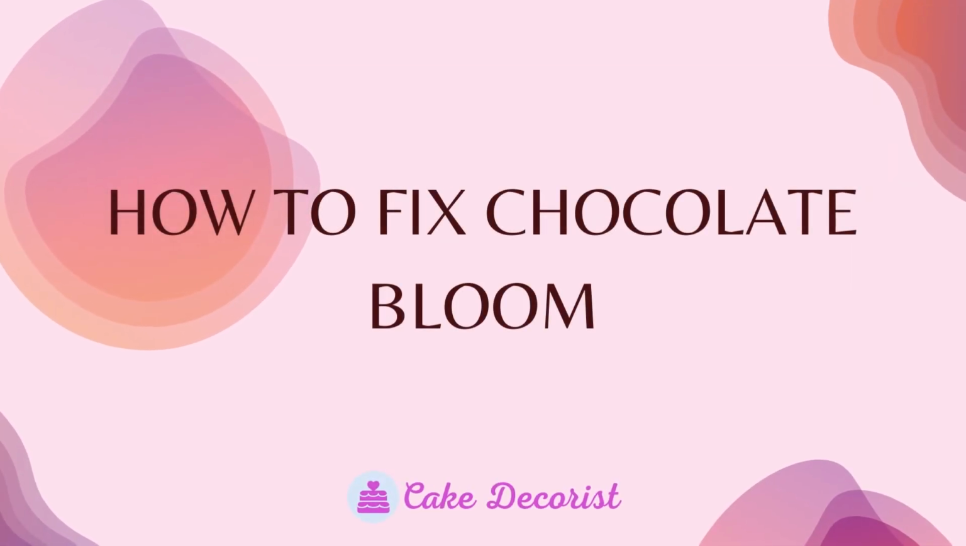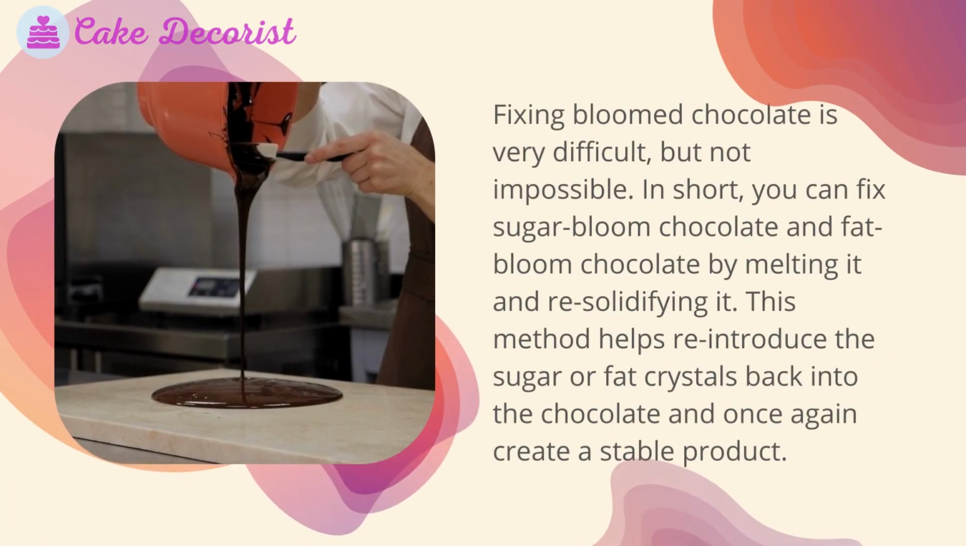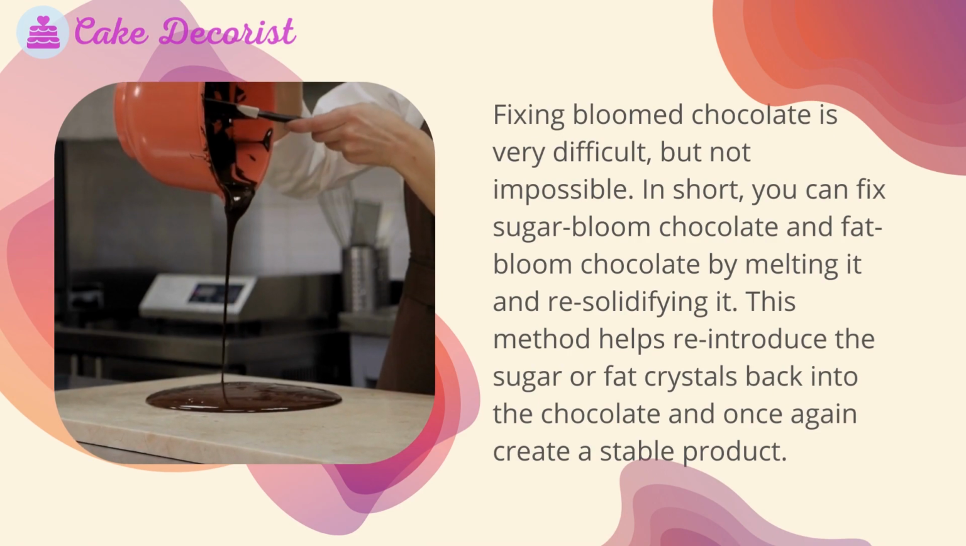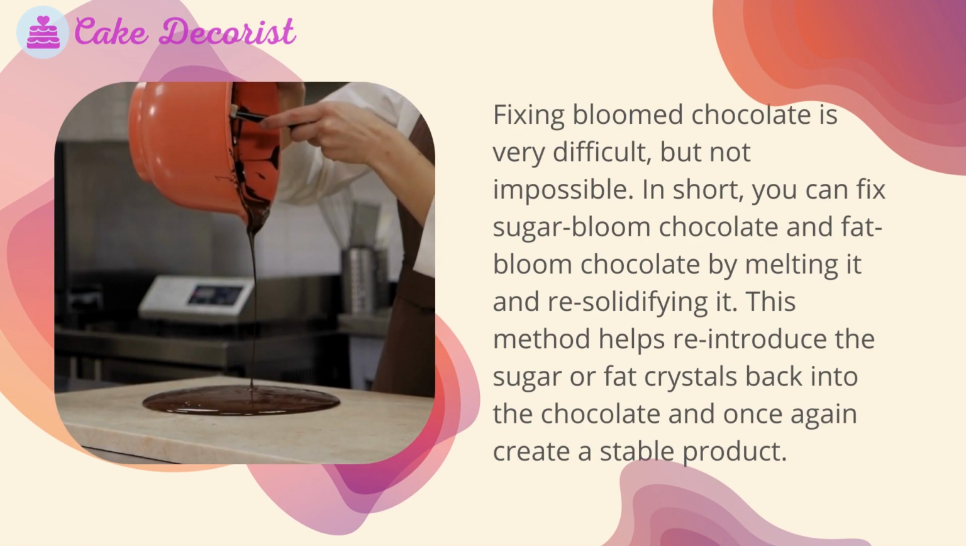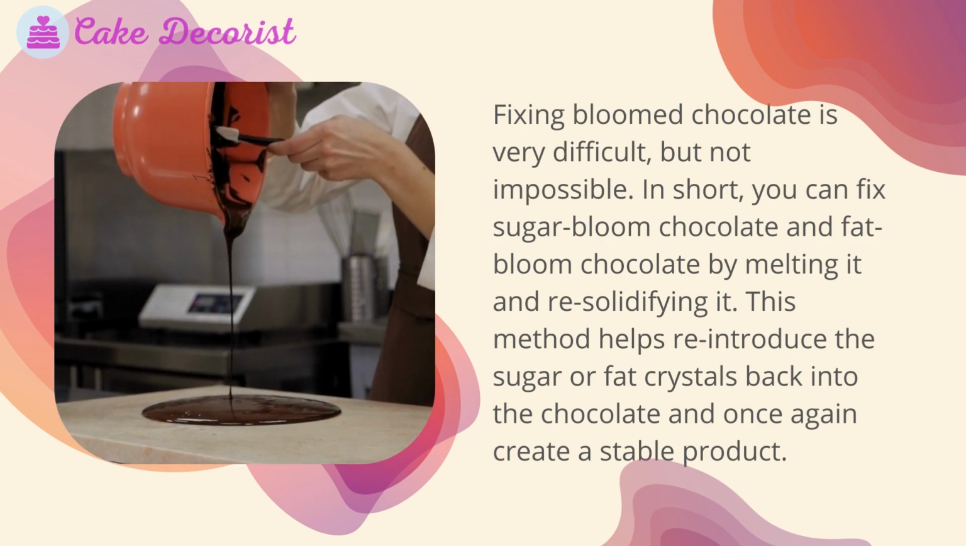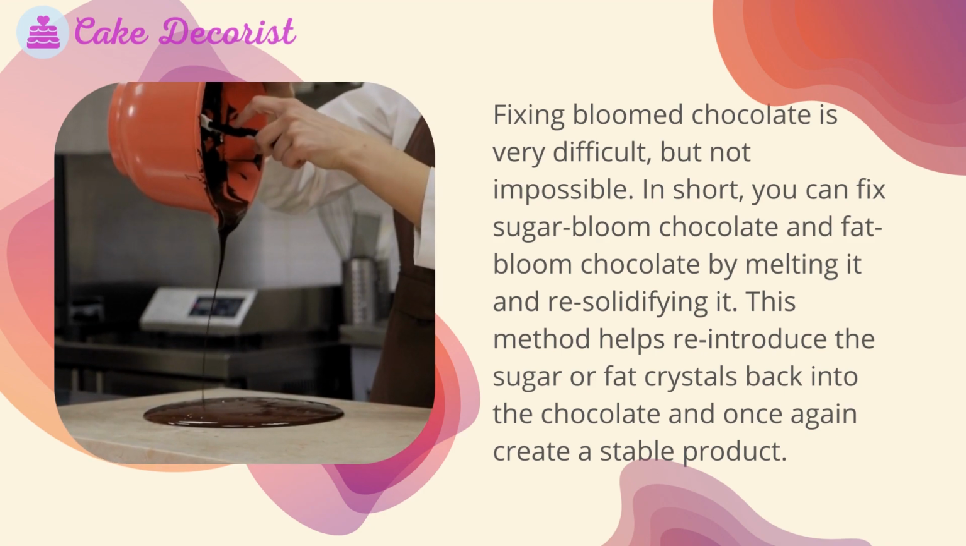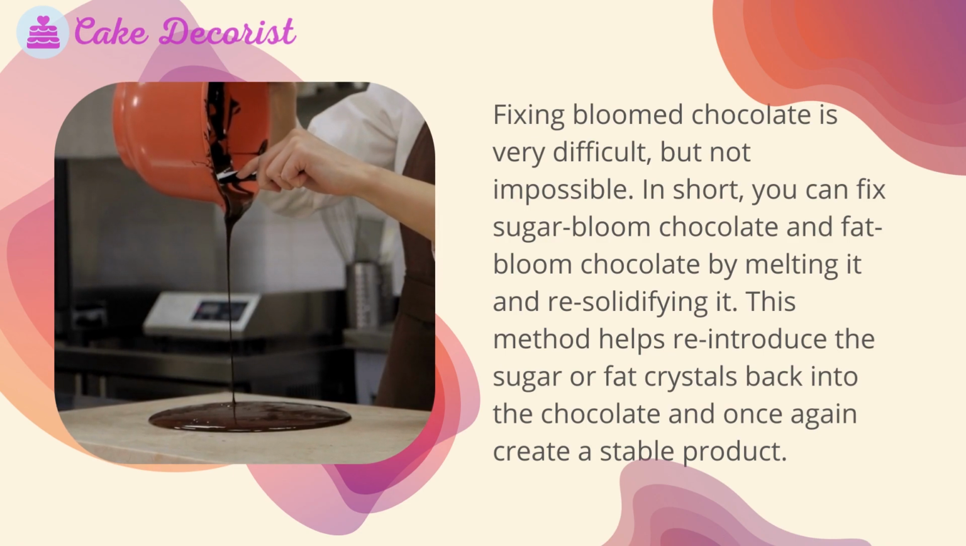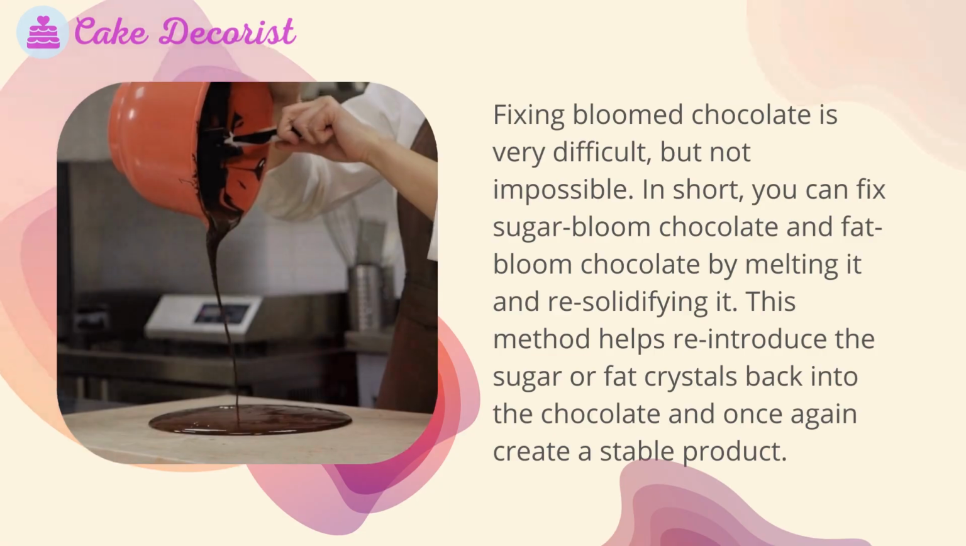How to fix chocolate bloom? Fixing bloomed chocolate is very difficult, but not impossible. In short, you can fix sugar bloom chocolate and fat bloom chocolate by melting it and re-solidifying it. This method helps reintroduce the sugar or fat crystals back into the chocolate and once again create a stable product.